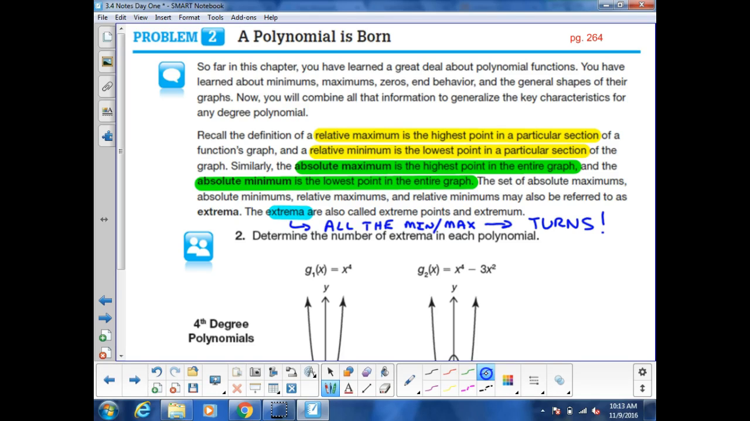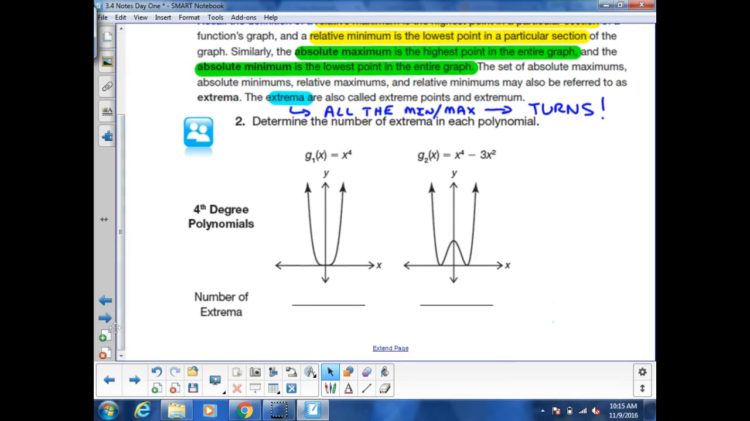What I would like you and your shoulder partner to do is look at number 2, which I believe is page 265. Looking at page 265 now, you and your shoulder partner determine just the number of extrema on all of those graphs. Go for it. Alright, so in the first one, how many relative extrema are there? X to the 4th. Just one? Kind of somewhere right in there?